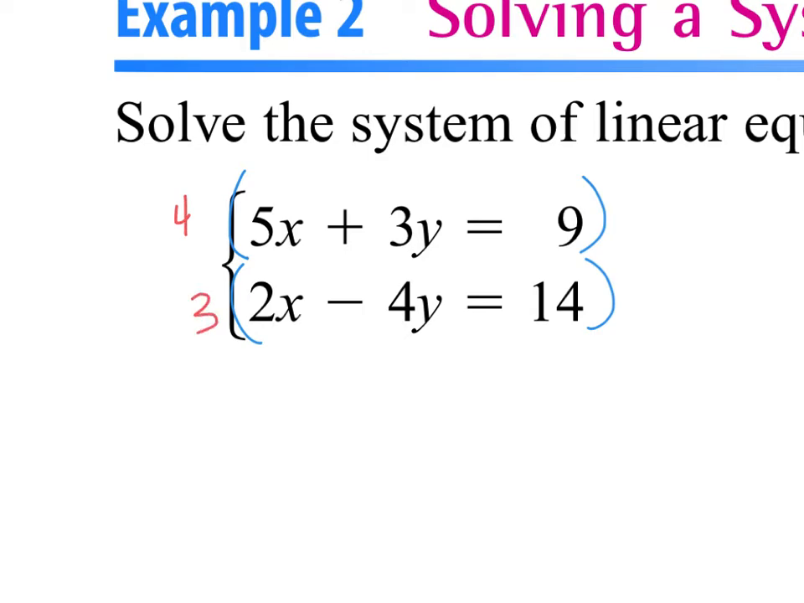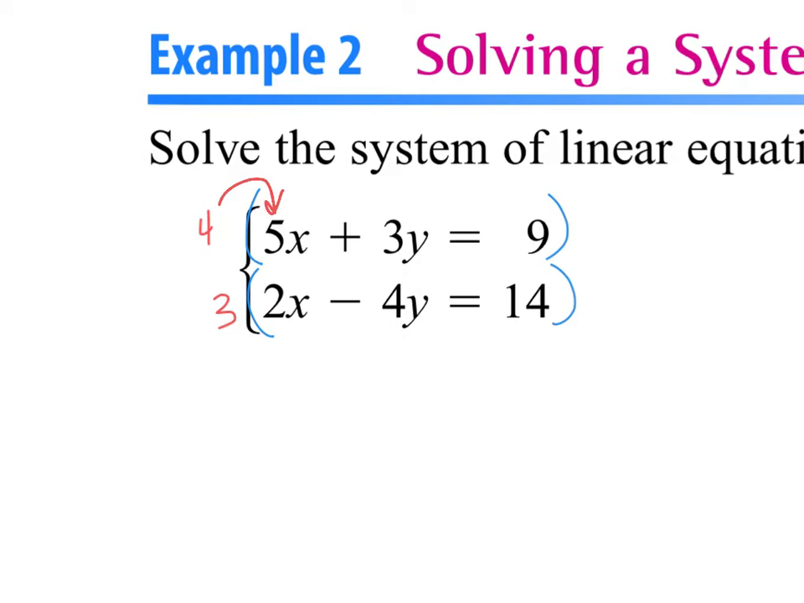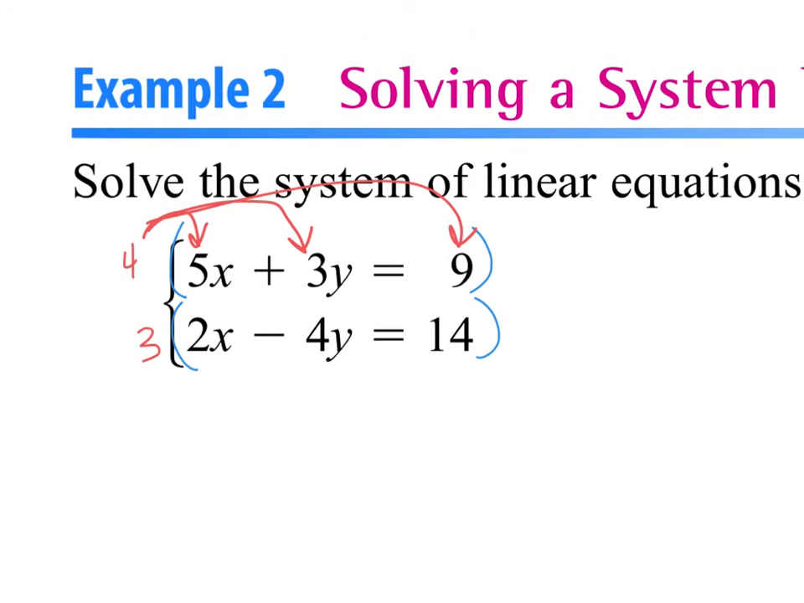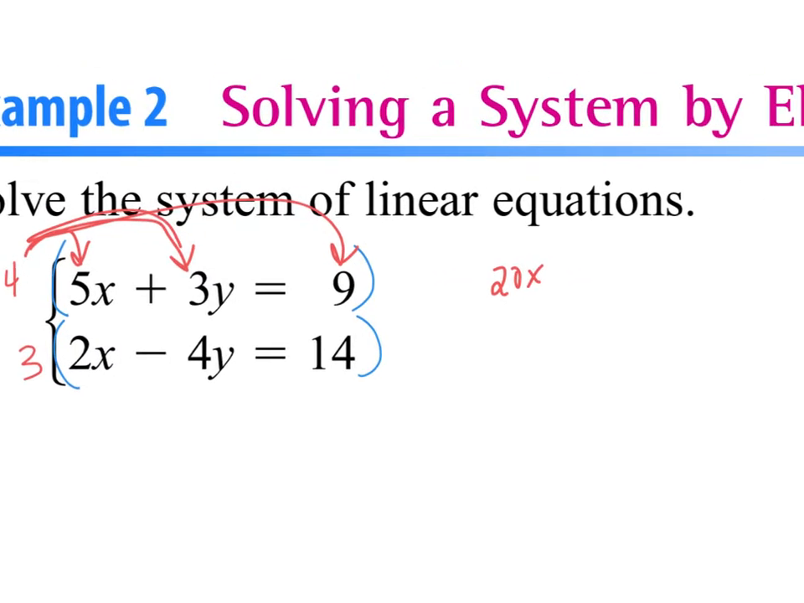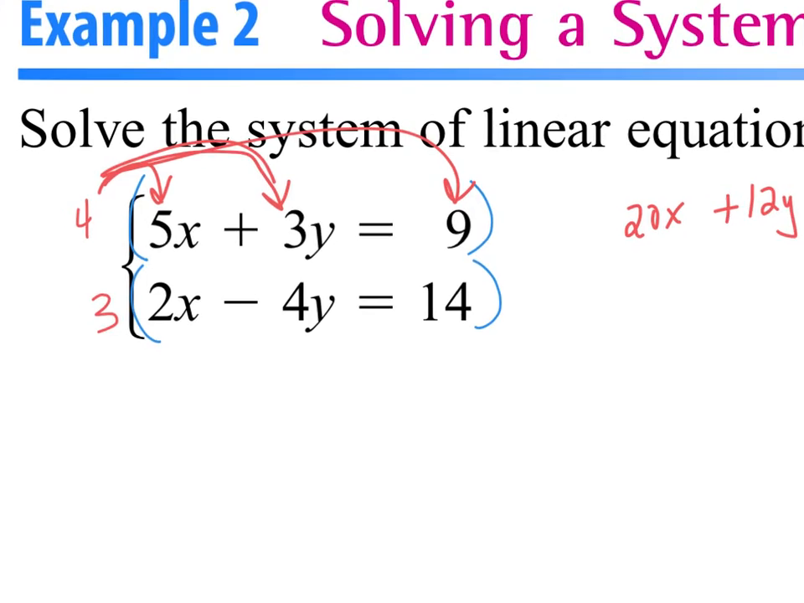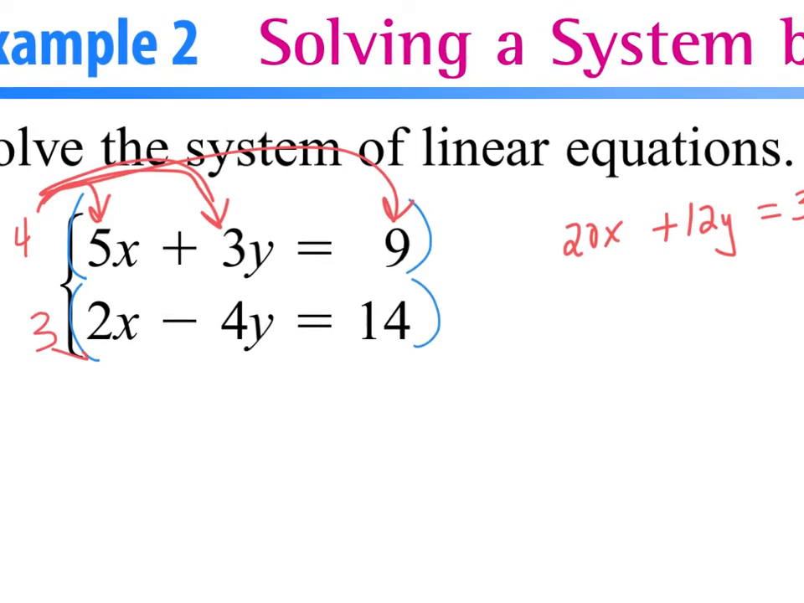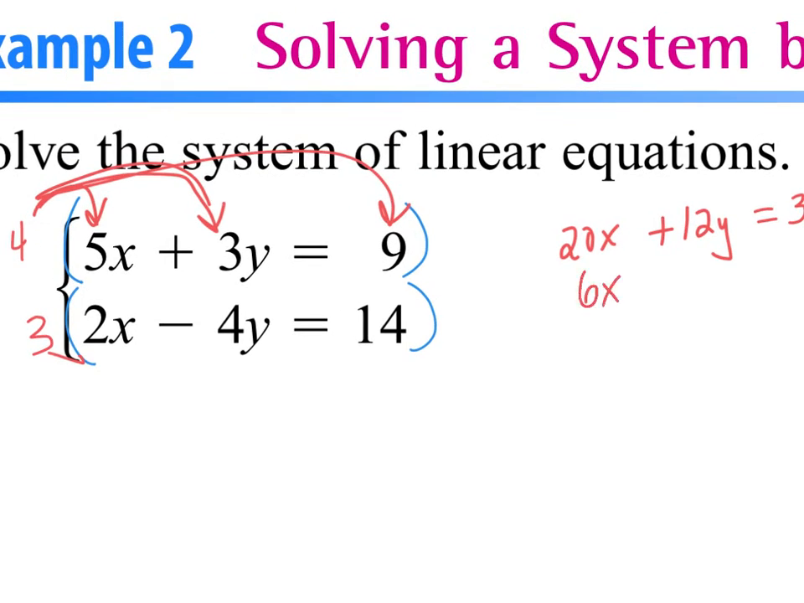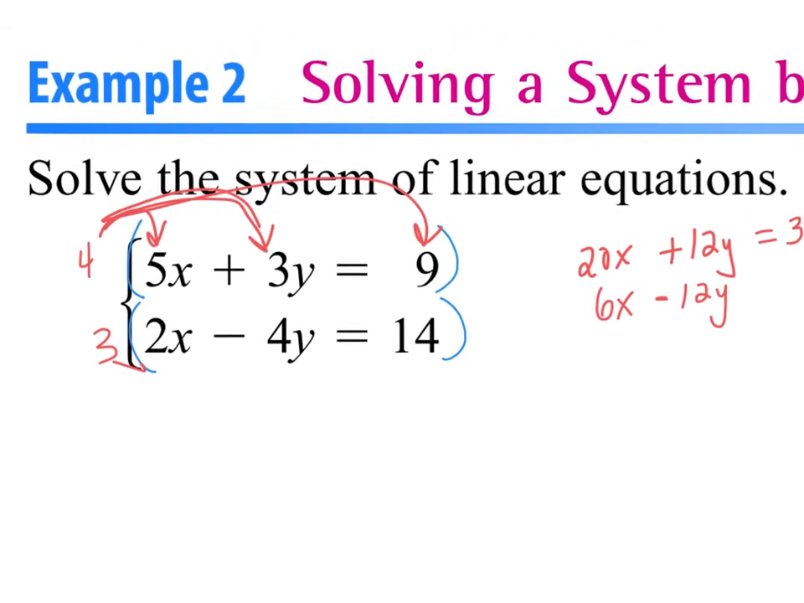Perfect. And I have to multiply everything on both sides of the equal sign. Super important. So 4 times 5 is 20, so 20x. 4 times 3, 12y. And then 4 times 9 is what? 36. All right, now the bottom. 3 times 2 is 6x. 3 times negative 4 is negative 12y. And then what's 3 times 14?